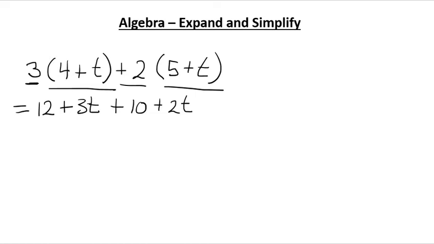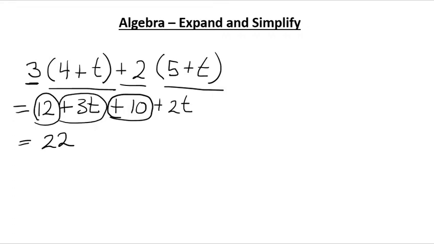So now we look for like terms. So we have our numbers here, this number here, 12, and this number here, 10, plus them together. So 12 plus 10 will give us 22. And then we deal with our t's, plus 3t plus 2t together will give us plus 5t. So that is how we would answer this one. So that's an example of expanding first and then simplifying.